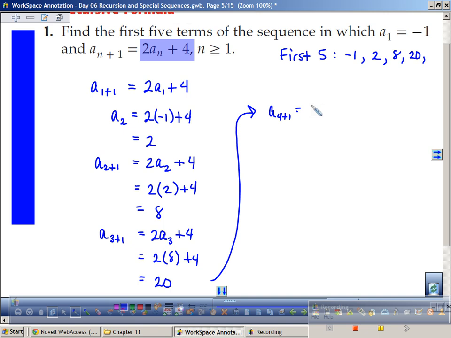Okay, so a sub 4 plus 1 is 2 a sub 4s plus 4, which is 2 20s plus 4, which is 44. So there's your first 5 terms. Okay? I'll make sure this is saved and posted on School Loop.